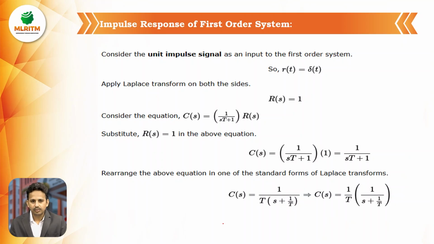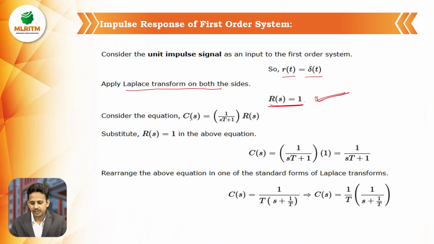So now we have to determine the response to various signals. First one is the impulse signal, then step signal, ramp signal, parabolic and sinusoidal. First of all, I want to explain the impulse response of a first order system. Consider a unity impulse signal, that is R of t is equal to delta of t. We apply a Laplace transform, so we get R of s is equal to 1. This is the Laplace transform of the given impulse signal.